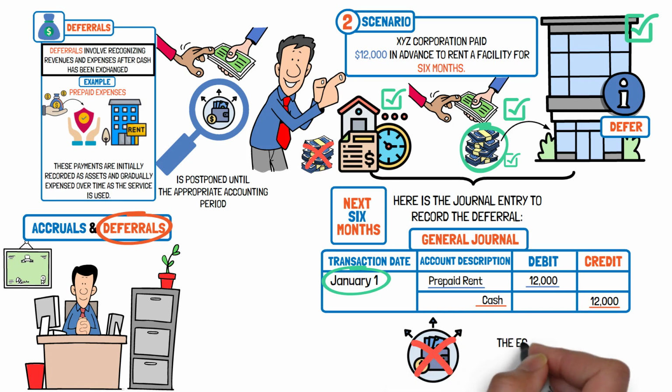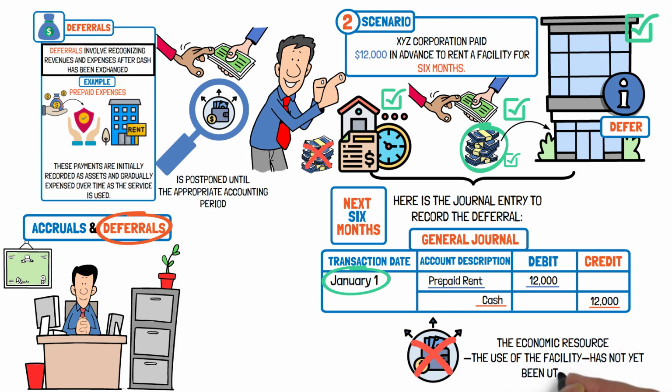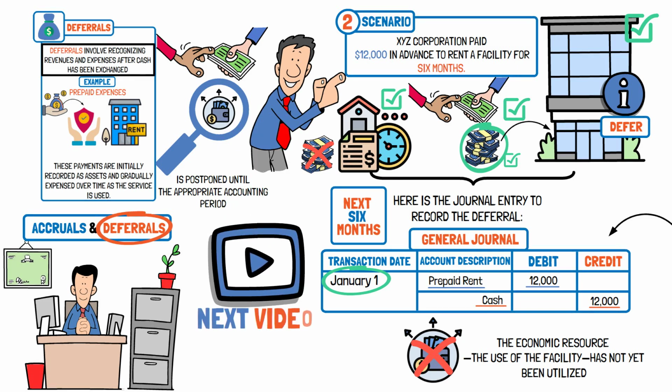That's because the economic resource, the use of the facility, has not yet been utilized. This is precisely why the recognition of the expense is deferred until the benefit is actually received in future periods. In the next video, we'll continue exploring accruals and deferrals, this time using examples from ABC Clothing Company.